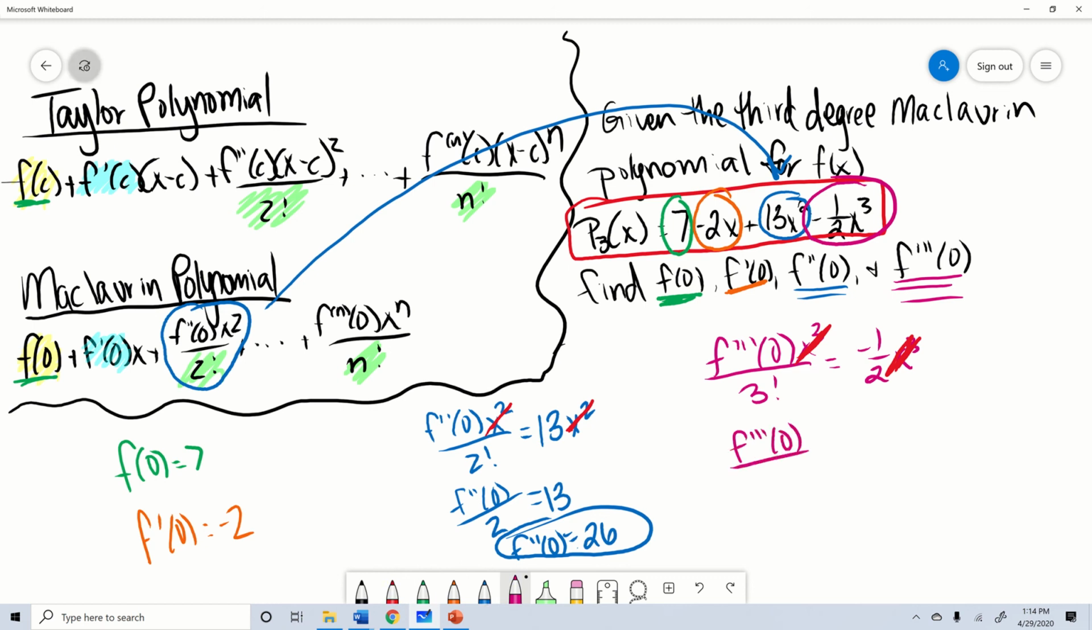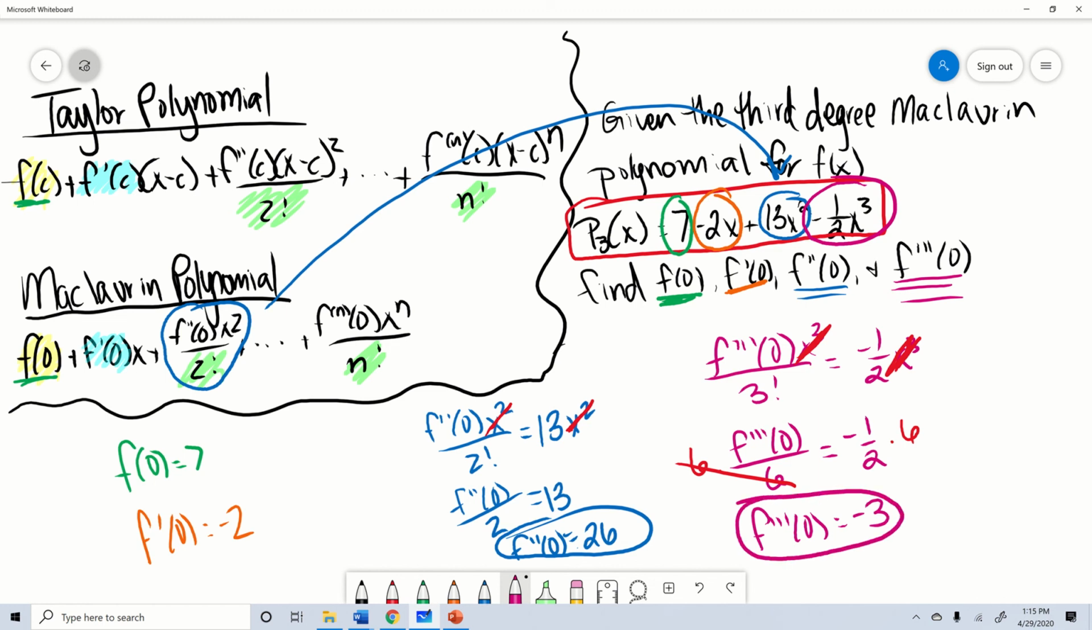3 factorial means 3 times 2 times 1, so that gives us 6 equals -1/2. So we want to get rid of the 6, so we can get f triple prime of 0 by itself. So those are going to divide out. So now f triple prime of 0 is -1/2 times 6, which is going to give us -3.